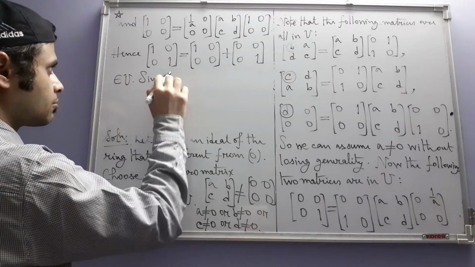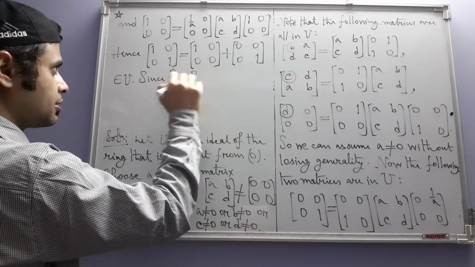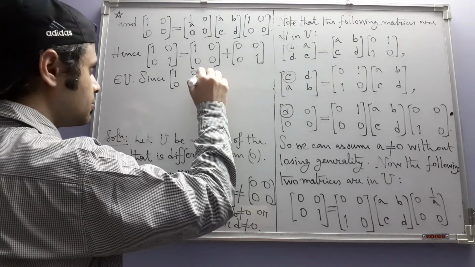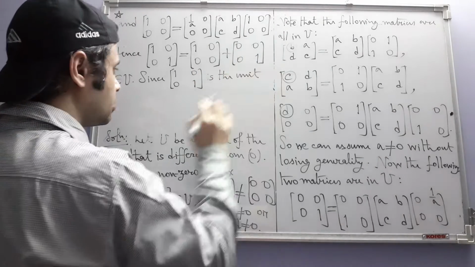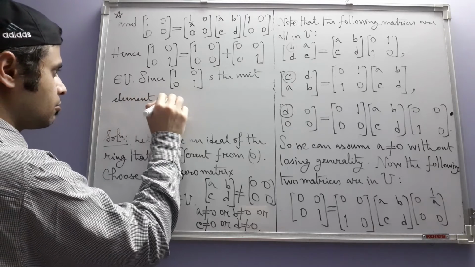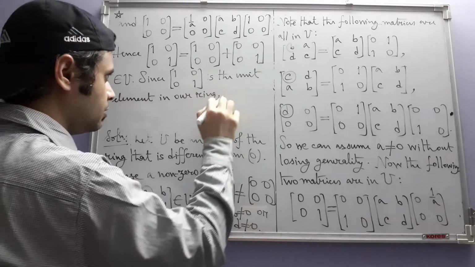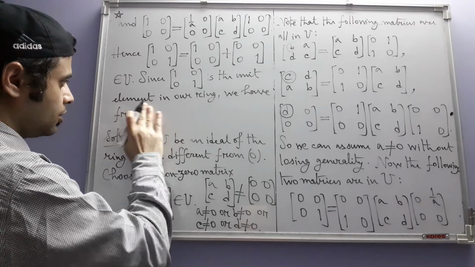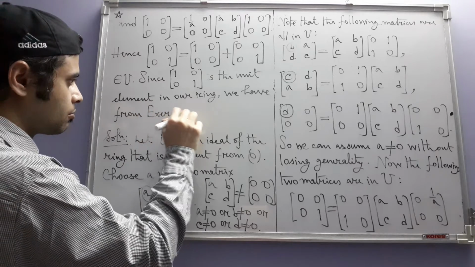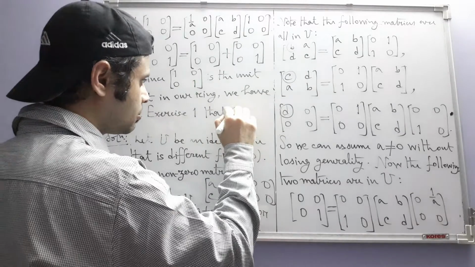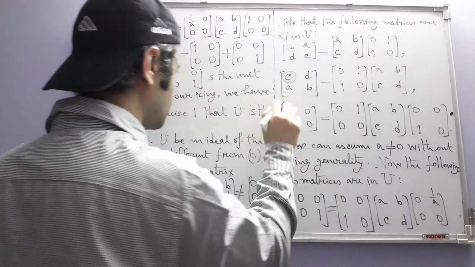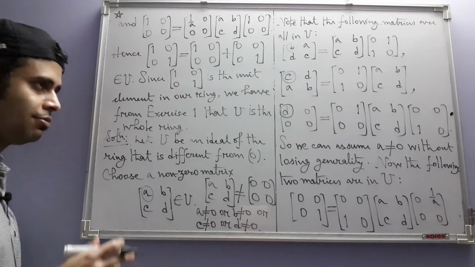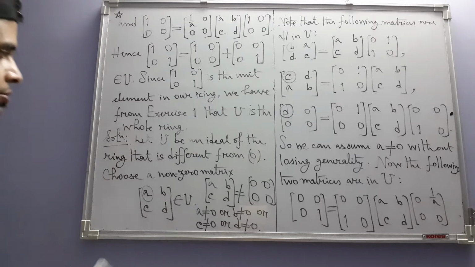Since this is the 2 by 2 identity matrix, and we know that in the matrix ring we are considering, this is the unit element. Since this is the unit element in our ring, we have from exercise 1 that U is the whole ring. That is, if an ideal contains the unit element, then it has to be equal to the whole ring.